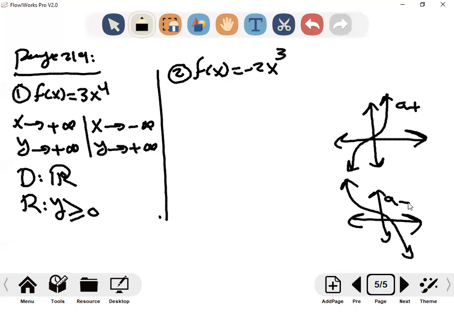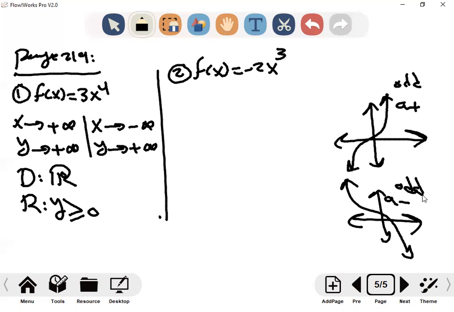If A is what? Negative. And both in odd degree, right? If you understand the graphs, it's better than memorizing the cases. I don't memorize the cases; I just imagine the graph and I can make the end behavior.